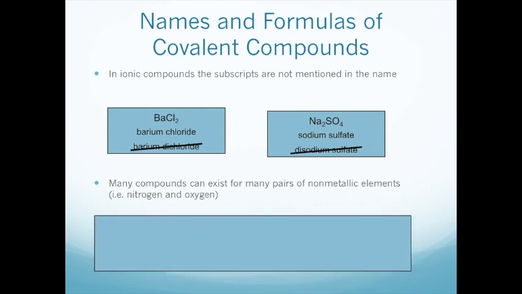However, many compounds can exist for many pairs of nonmetallic elements, and therefore you have to specify which ones you mean. Nitrogen and oxygen is a good example. You can have NO, you can have NO2, you can have N2O. NO is called nitrogen monoxide. NO2 is nitrogen dioxide. N2O is dinitrogen monoxide. All unique names for unique molecules.